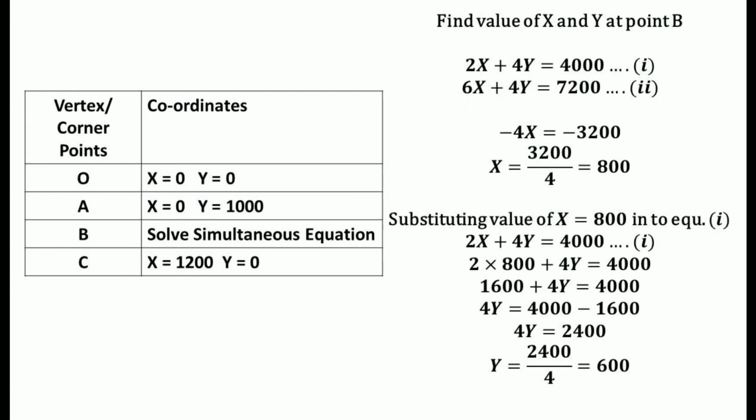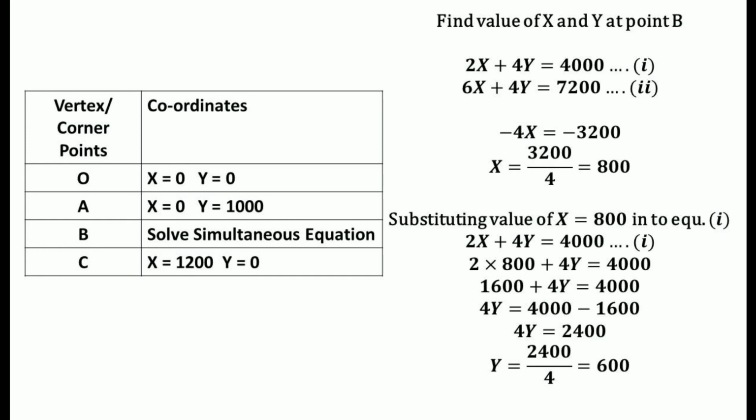Now substitute the value x is equal to 800 in any one of the equations. For example, here we are substituting in equation 1, 2x plus 4y is equal to 4000. Substituting x is equal to 800, we get 2 into 800 plus 4y is equal to 4000. So 2 into 800, which is 1600, plus 4y is equal to 4000. By isolating 4y, which is 4000 minus 1600, 4y is equal to 2400, and y is equal to 2400 divided by 4, which is 600.